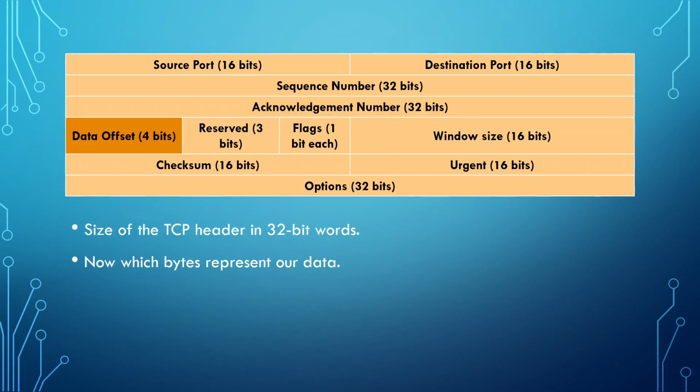The next field we have is data offset. This is 4 bits, and this defines the size of the TCP header in 32-bit words. Essentially what it tells the receiving device is how large the TCP header is. Taking this into account, it also lets the receiving device know where the data starts.